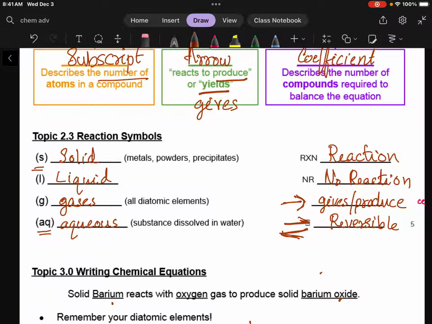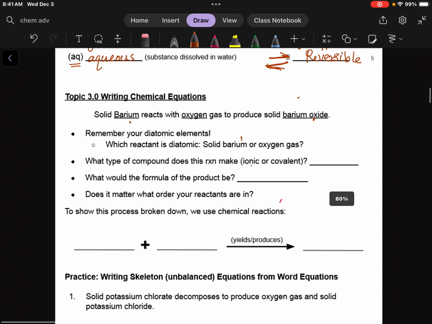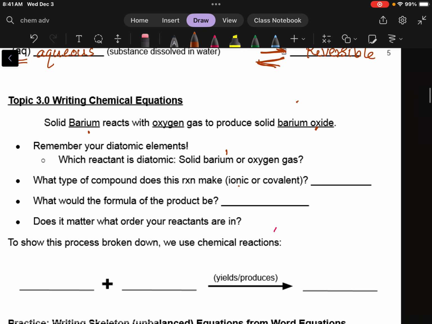Okay, reversible reactions, one example is in our mobile battery or computer battery. When the charge is down, we can recharge it. They are using a reversible chemical reaction. Okay, that is the basic stuff you need to know. So now we are going to start writing the equation from a sentence. It says solid barium reacts with oxygen to produce barium oxide. So for writing that, we need to know a couple of things.